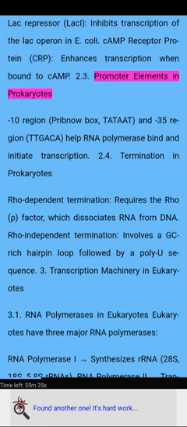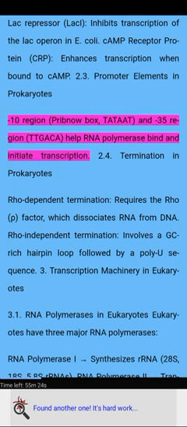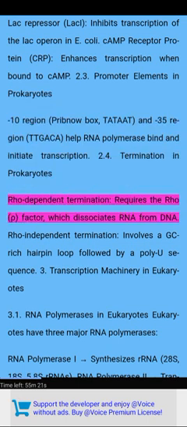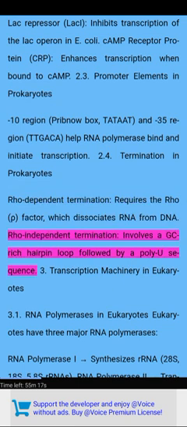2.3. Promoter elements in prokaryotes. The -10 region (Pribnow box, TATAAT) and -35 region (TTGACA) help RNA polymerase bind and initiate transcription. 2.4. Termination in prokaryotes. Rho-dependent termination requires the Rho factor, which dissociates RNA from DNA. Rho-independent termination involves a GC-rich hairpin loop followed by a poly-U sequence.